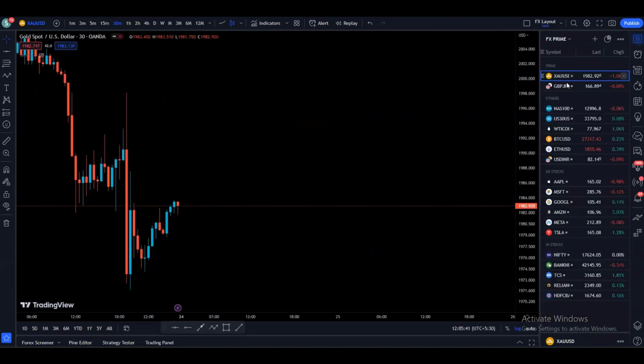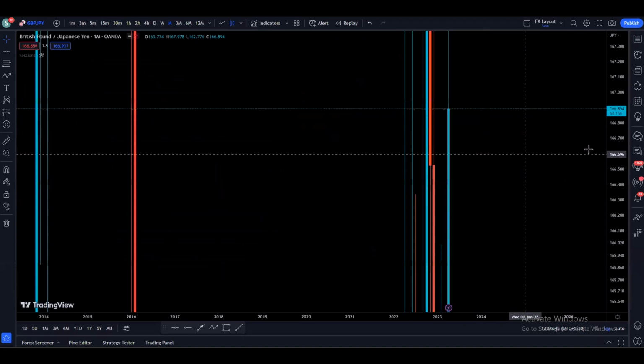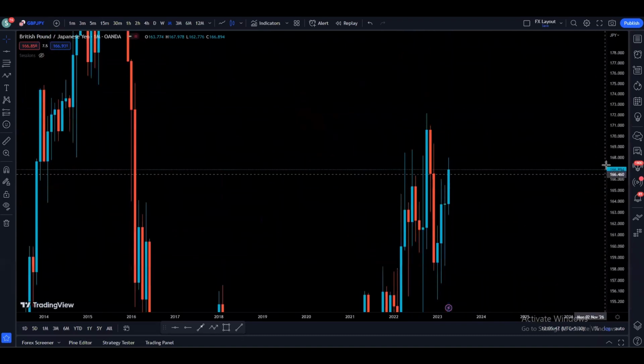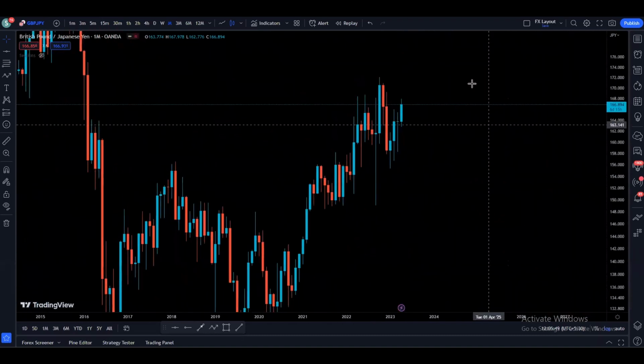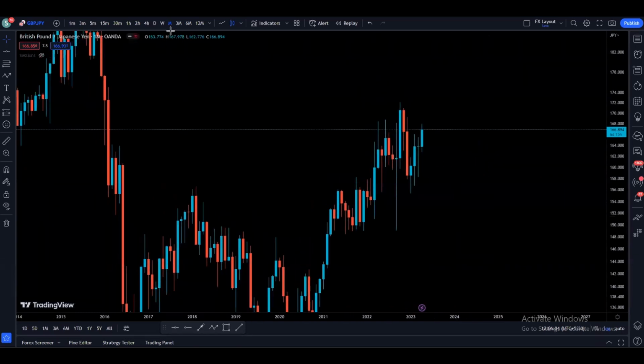Now on the GJ, we are going to start with the monthly time frame. And on the monthly time frame, as we can see, the market structure looks pretty much bullish as we are making higher highs and higher lows. We can see higher high, higher low, higher high, higher low. And as we can see, the price is right now coming up to retest the previous high created by the price. So price is pretty much bullish on the monthly time frame.